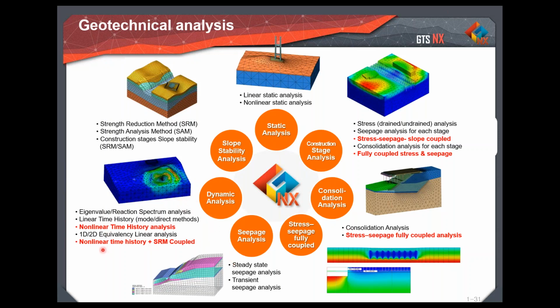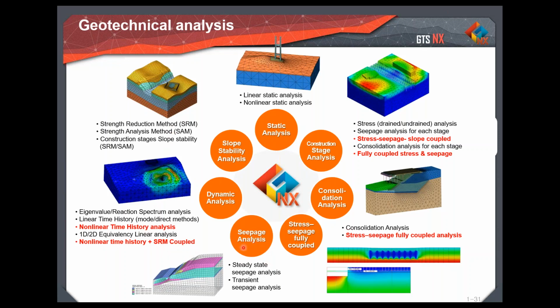It also has a coupled analysis with strength reduction. So what we do is the nonlinear time history plus SRM coupled. Suppose there is a hilly area, and we are going for seismic analysis. We apply seismic conditions, and then we go for seismic analysis. Once the loading is completed, what is the factor of safety of the displaced model, since it has been subjected to the seismic loading? After the analysis, we can go for the strength reduction method, and it will provide you with the factor of safety. So basically your dynamic analysis is coupled with the slope stability analysis, and we can find the factor of safety accordingly.